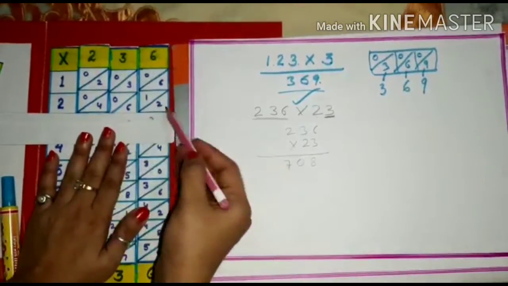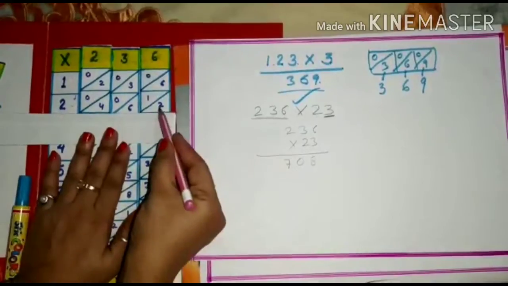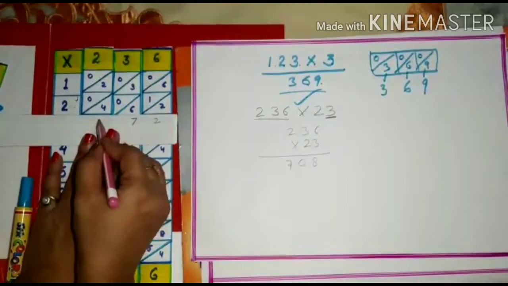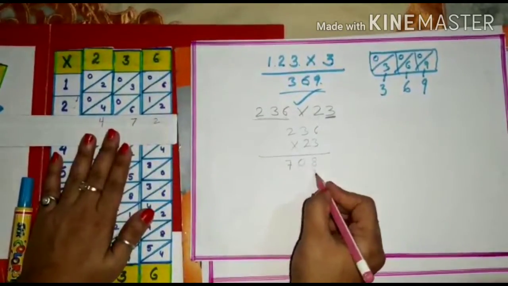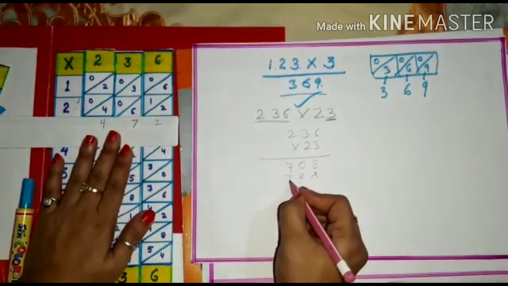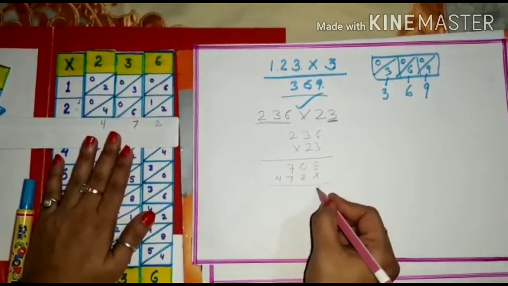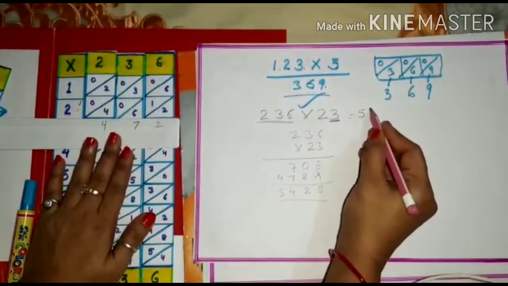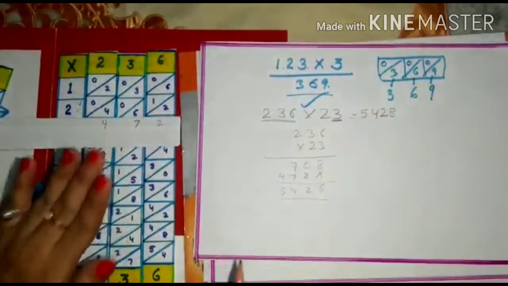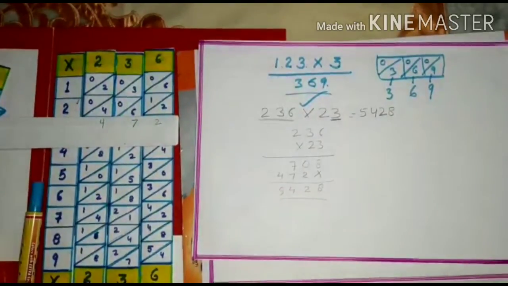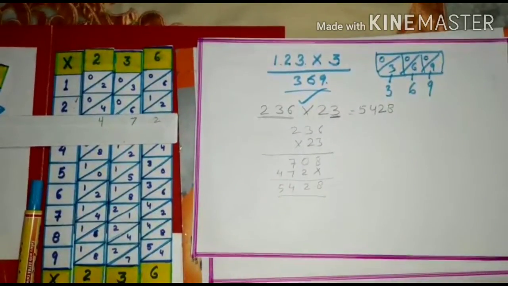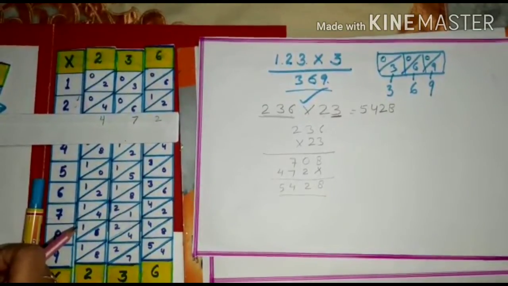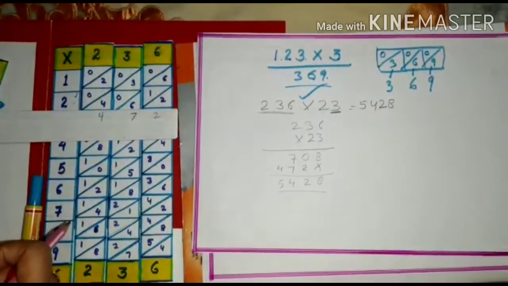Let's do the sum. 2, 6 plus 1 is 7, 0 plus 4 is 4. 2, 7, 4. 8, 2, 14, 5. So what is the answer? 5, 4, 2, 8. I hope you have understood how to do the calculation. Same way we are going to multiply with a 3-digit number, 3-digit by 3-digit, 2-digit by 3-digit. Now let's do a very big calculation, a 5-digit number.